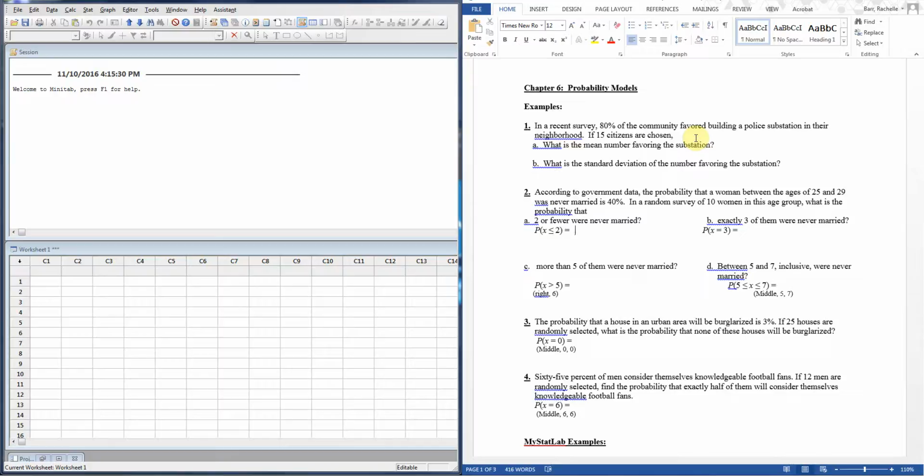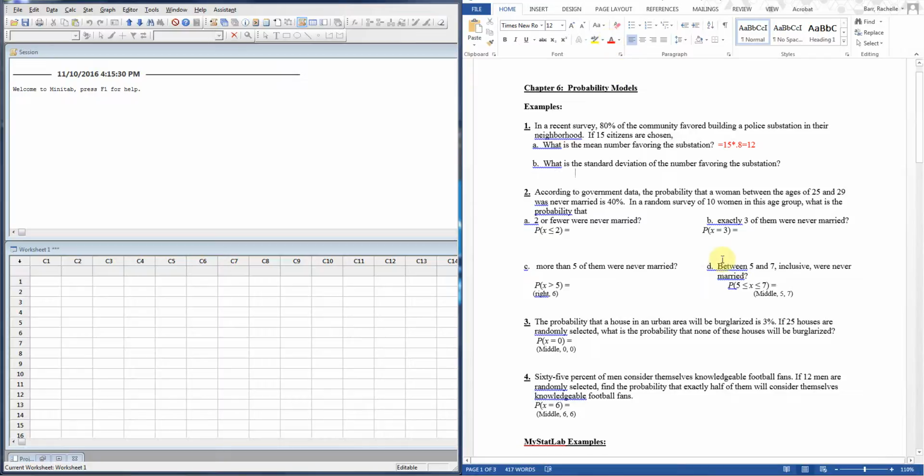All right, so first thing I'm going to do is I'm going to read the problem. In a recent survey, 80% of the community favored building a police substation in their neighborhood. If 15 citizens are chosen, what is the mean number favoring the substation? So remember, the mean for a binomial is simply the sample size times the probability of success. So our mean would be 15 times 0.8, which if you look in the solutions is 12. Woohoo!